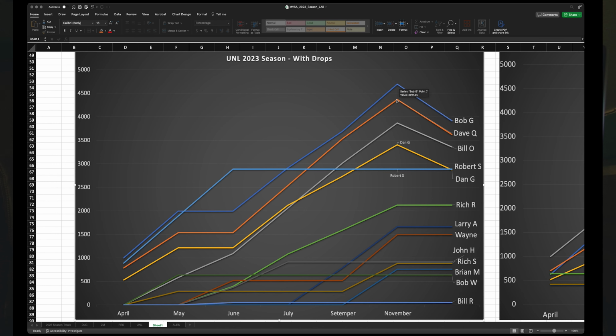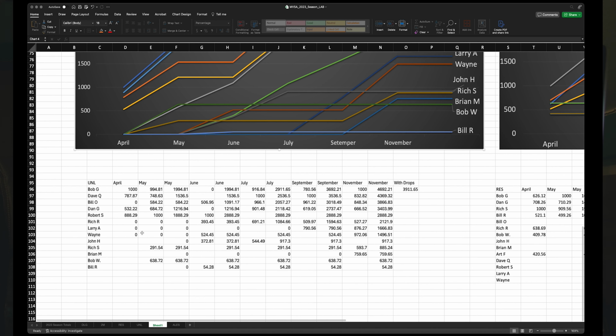So that's the drop. The drop, as you can see, really only affected the top 1, 2, 3, 4, 5 flyers for various reasons. And if you look into the individual numbers right here, you can kind of see what happened. These guys right here, Rich, Larry, Wayne, and John, they didn't come out for the first 2 contests. And you can see gaps in the information here.